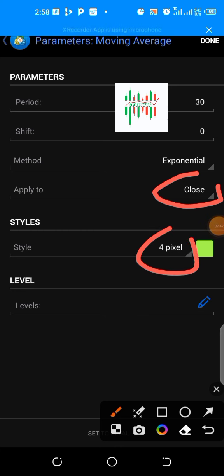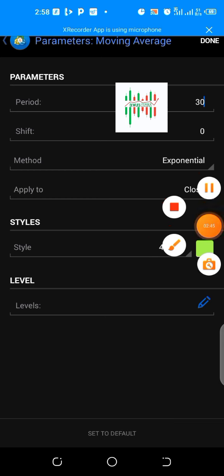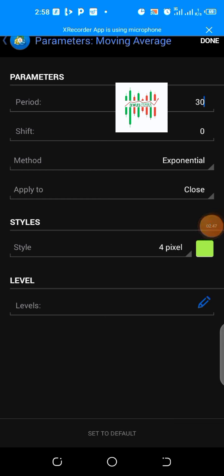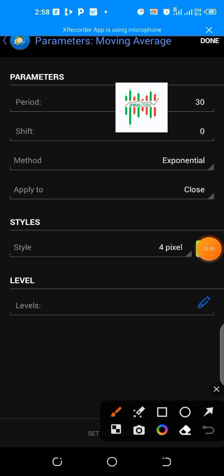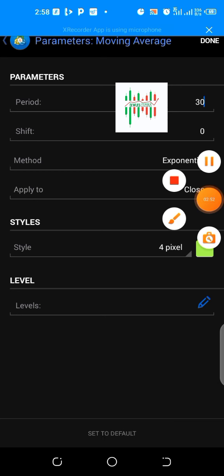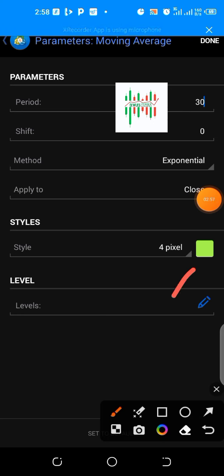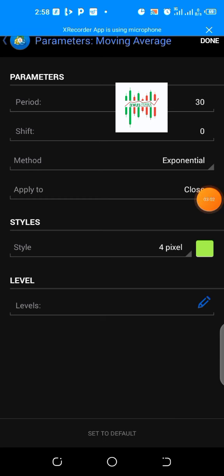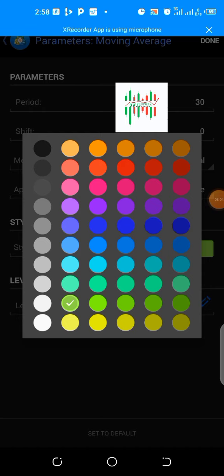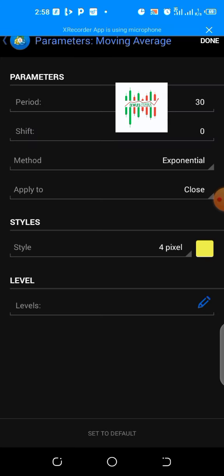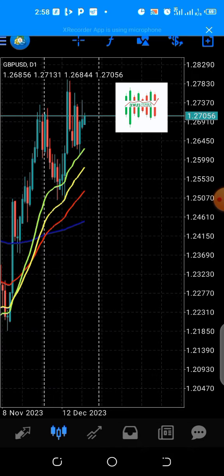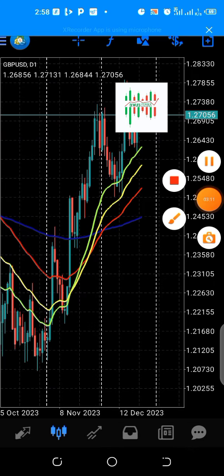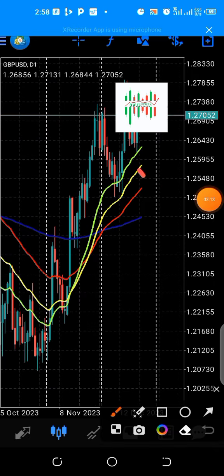Then this 4 pixel, that's to tell you how thick you want it to be. Make it at 4. Then this one is for color. You can choose it to whatever color you want it to be. I can make mine yellow. Then click done. You go back, you see this is the yellow that I just set now.